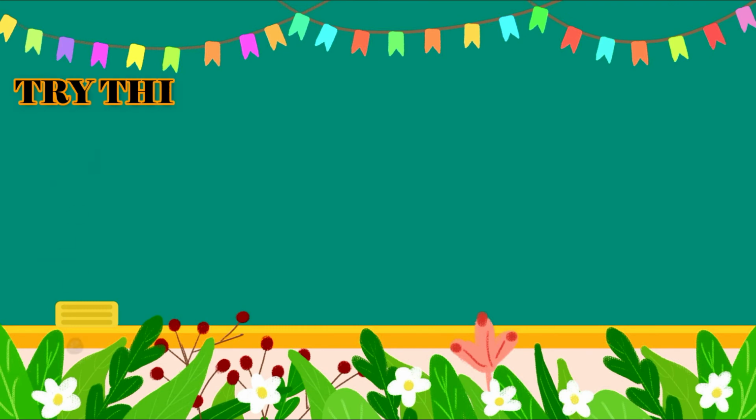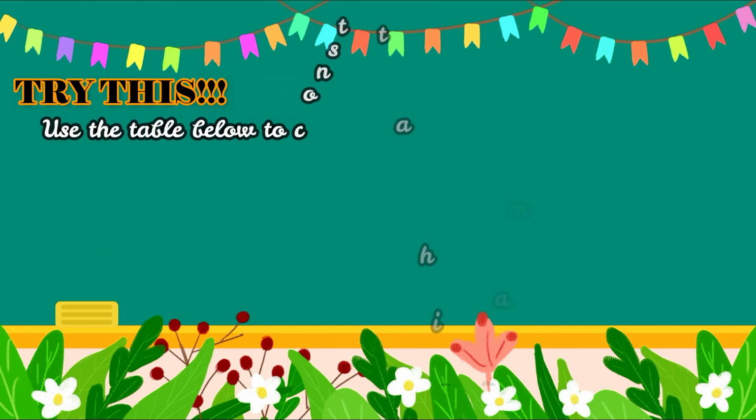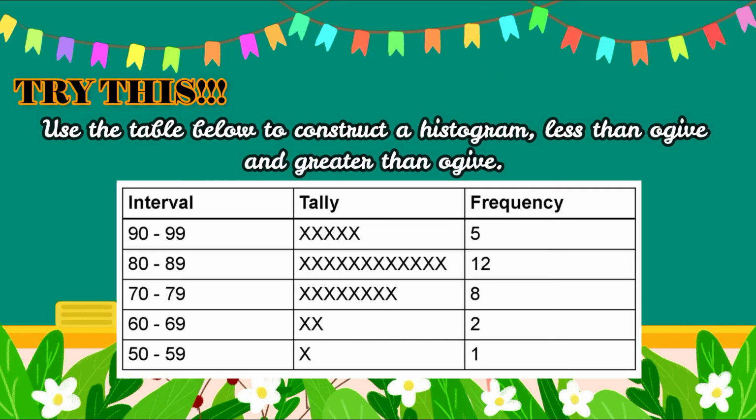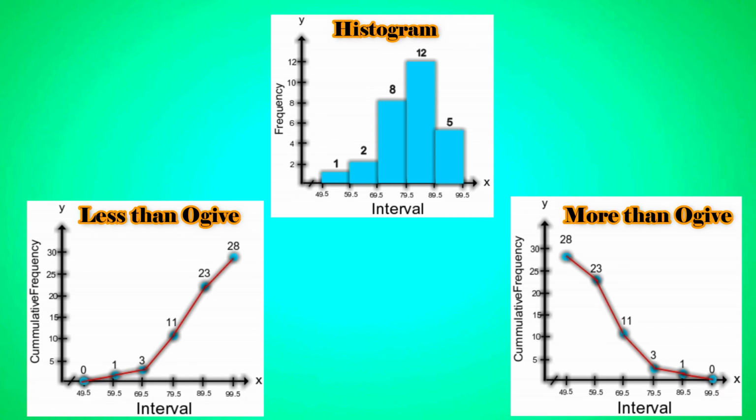And now it's your turn. Use the table below to construct a histogram, a less than ogive, and a greater than ogive. Kindly pause this video while you are making your activity. And this is the answer. Did you get the same answer? Wow! Very good!